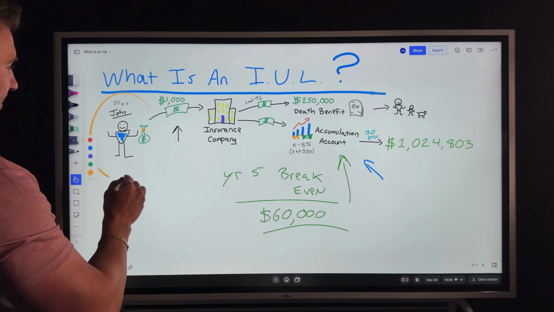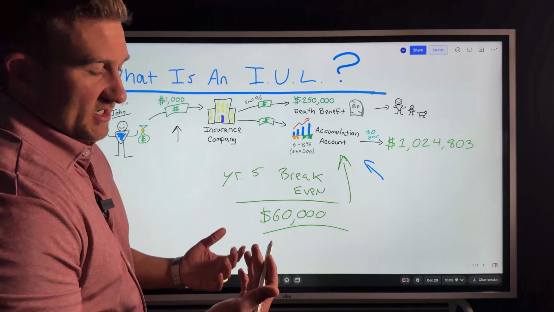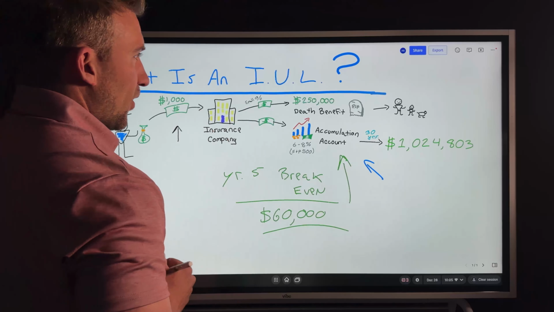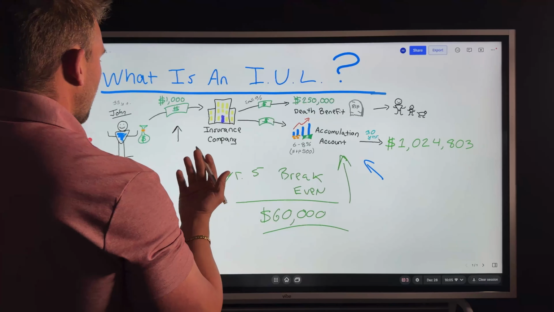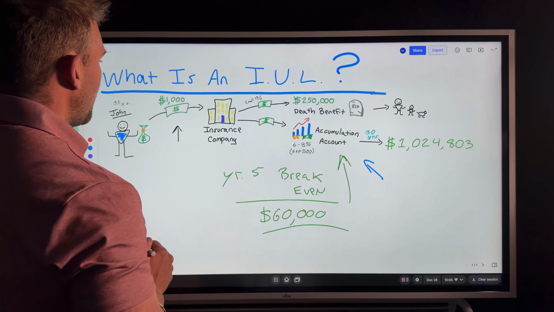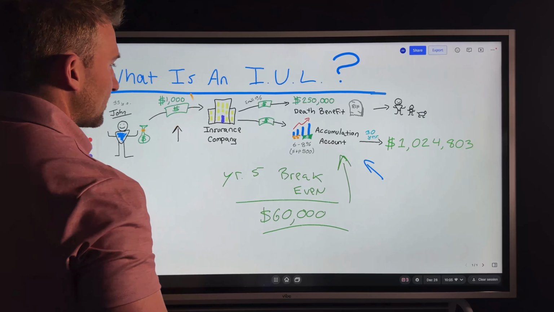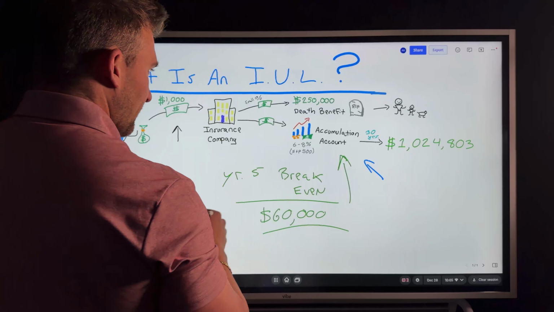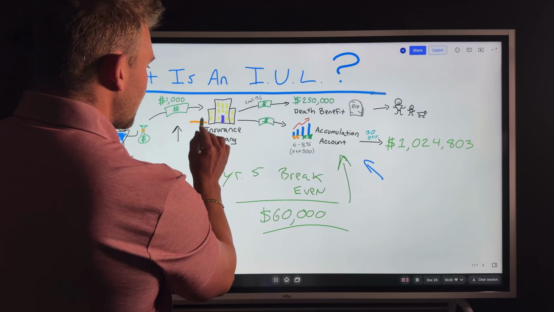So here we have John. John is 35 years of age in this scenario. John wants to get an IUL because he saw it all over social media and he thought it would make the most sense. John makes pretty decent income, okay? Let's say he makes 120 grand per year. He takes 10% of it, $1,000 per month, which equates to 12 grand per year, and he gives it to an insurance company.